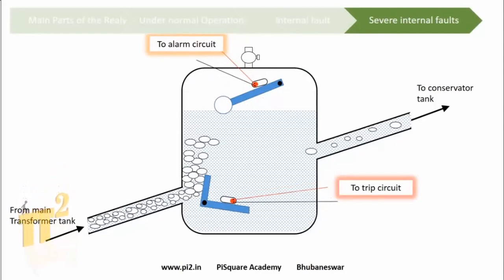As we see here, it can only work with an oil filled transformer, because only in an oil filled transformer can some gases be generated. And as we see here, it is activated through the gas flow. So hence it is called a gas activated relay.